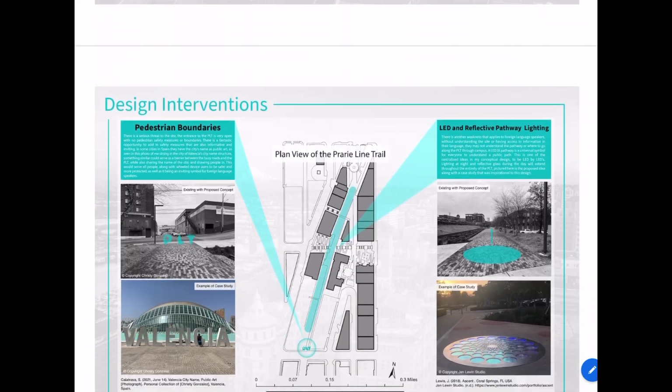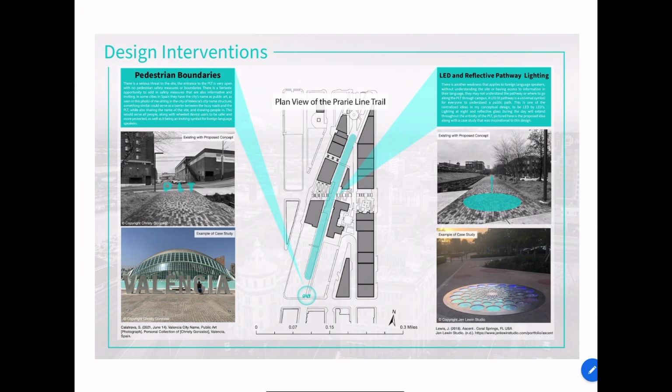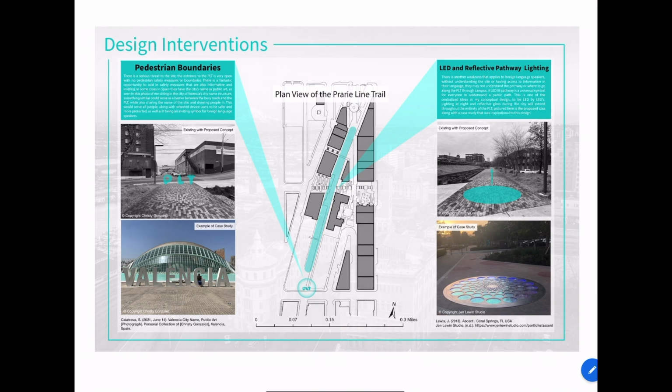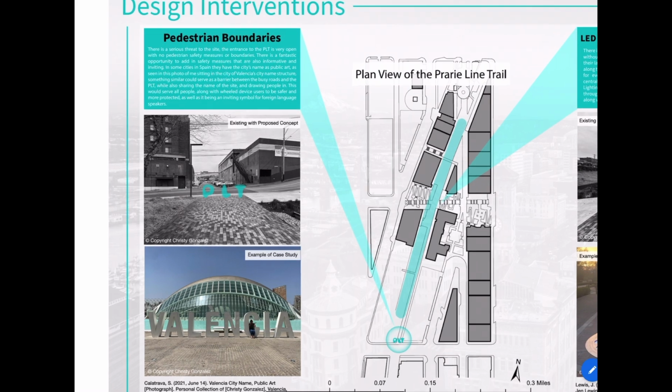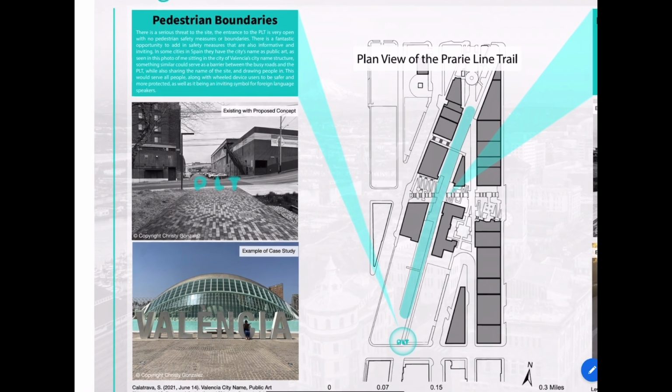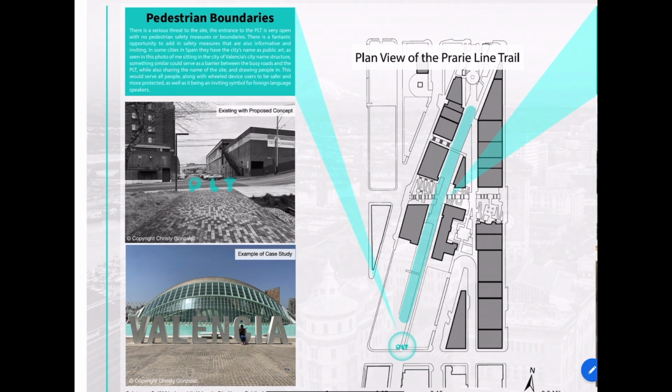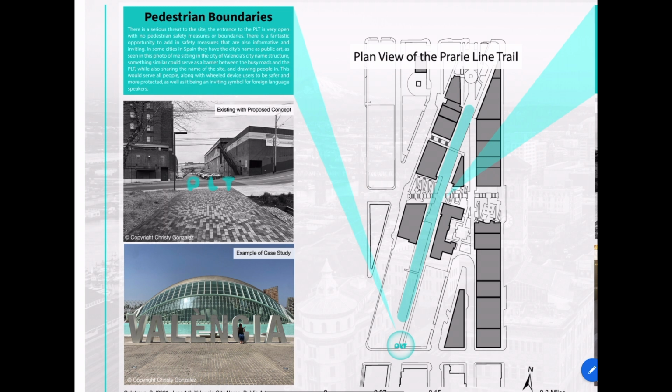On this last page of my design interventions, I have addressed 2 different elements from my SWOT analysis that I would also like to design to serve foreign language speakers better. Pedestrian boundaries. There is a serious threat to the site. The entrance to the PLT is very open with no pedestrian safety measures or boundaries. There's a fantastic opportunity to add in safety measures that are also informative and inviting.